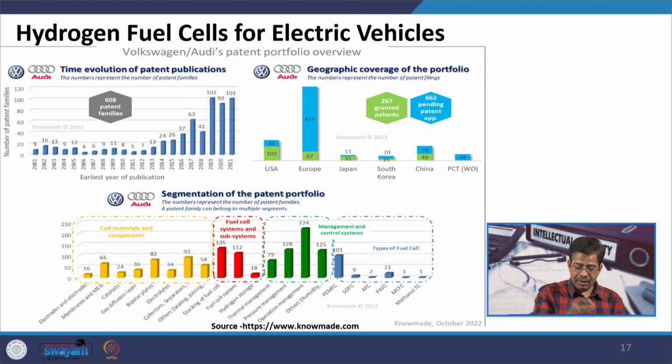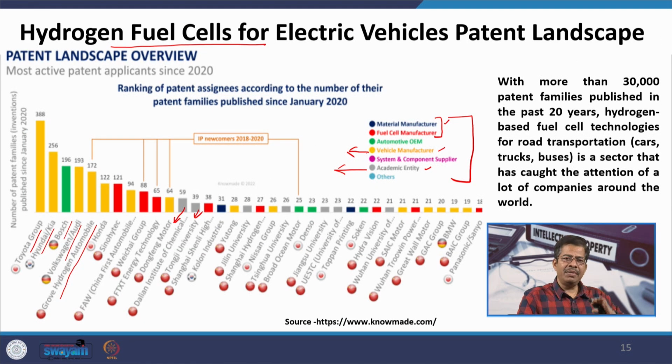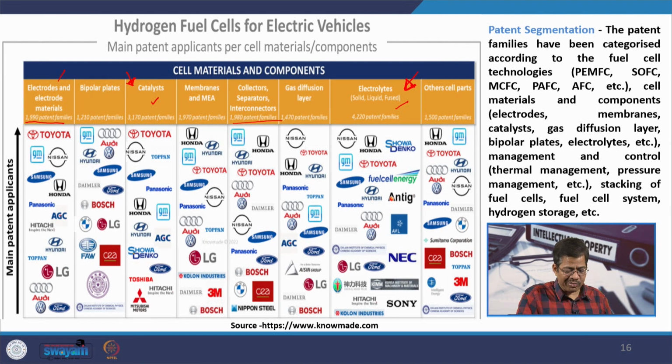As I said in the beginning, once you have the basic data, you can play with that data the way you want. So, this is one simple graphical representation. This is another representation where you have the different categories, classification and who are the main patent applicants in all those different categories.